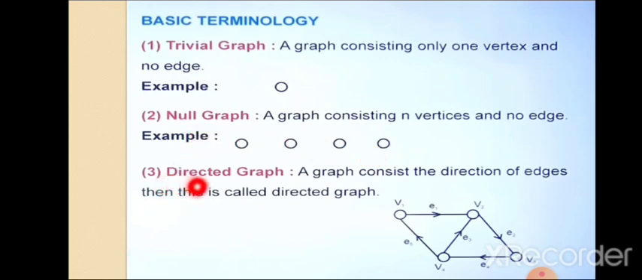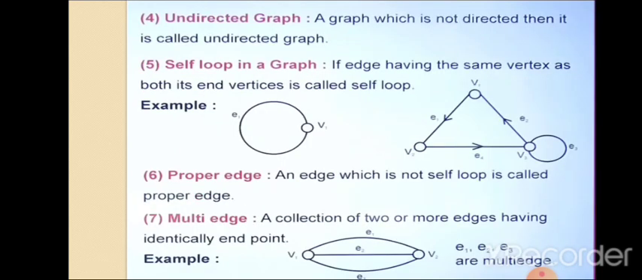Third one is directed graph. A graph in which the edges have a direction is called a directed graph. So a graph where the direction of edges is given, like this edge is going from here to here, so this is the direction of it, so this is a directed graph. Next is undirected graph, a graph which is not directed, or in which the direction of edges is not given, is called an undirected graph. Fifth one is self loop.